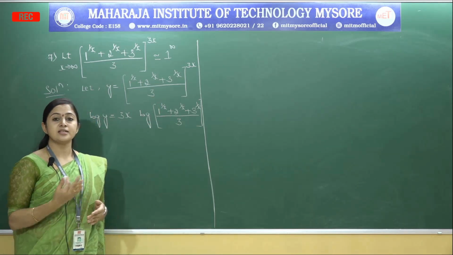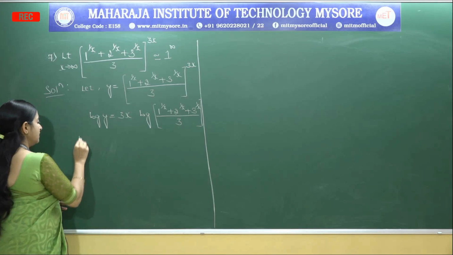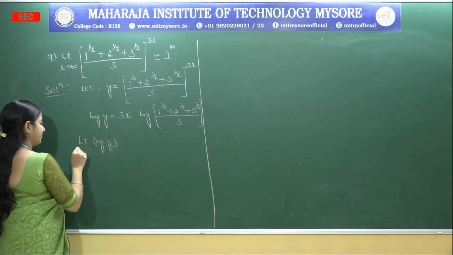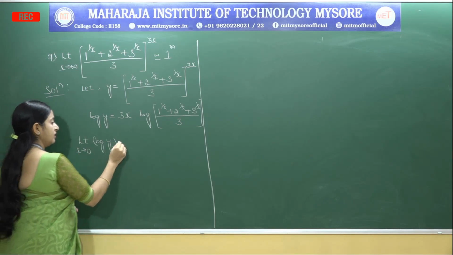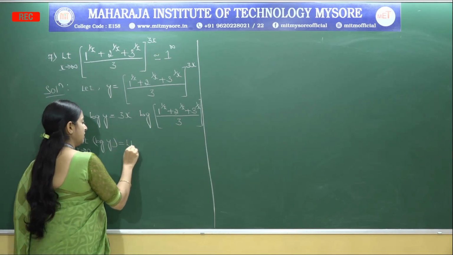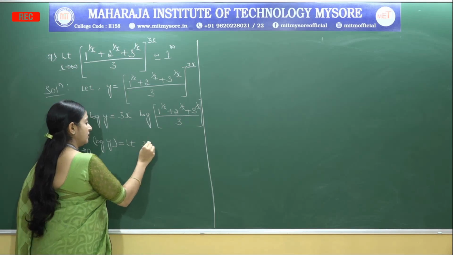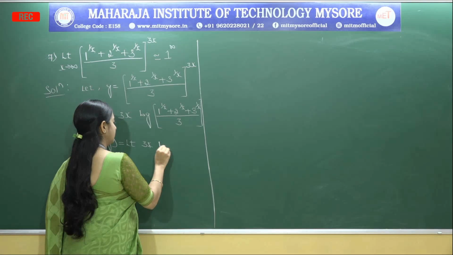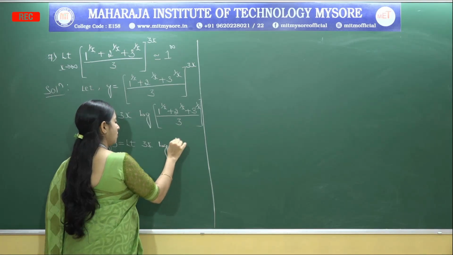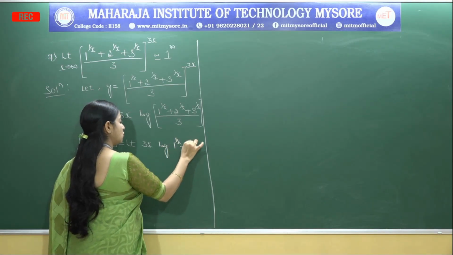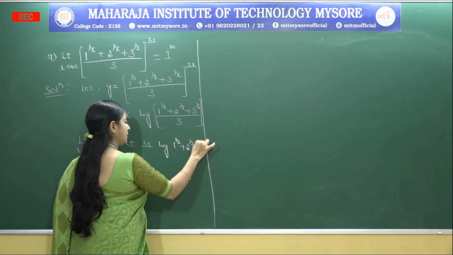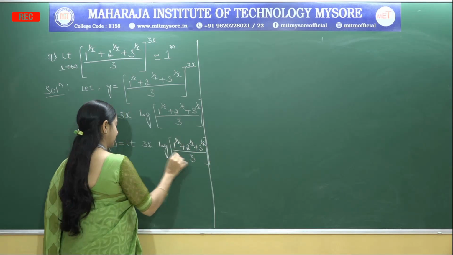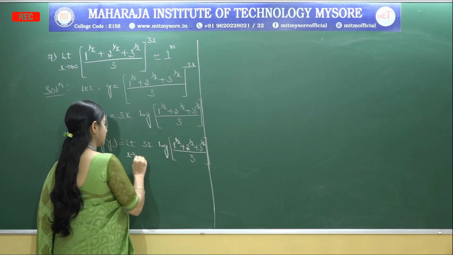Then take the limit as x tends to 0 on both sides. Limit of log y as x tends to 0 equals the limit of 3x log of (1^(1/x) + 2^(1/x) + 3^(1/x))/3, as x tends to 0.